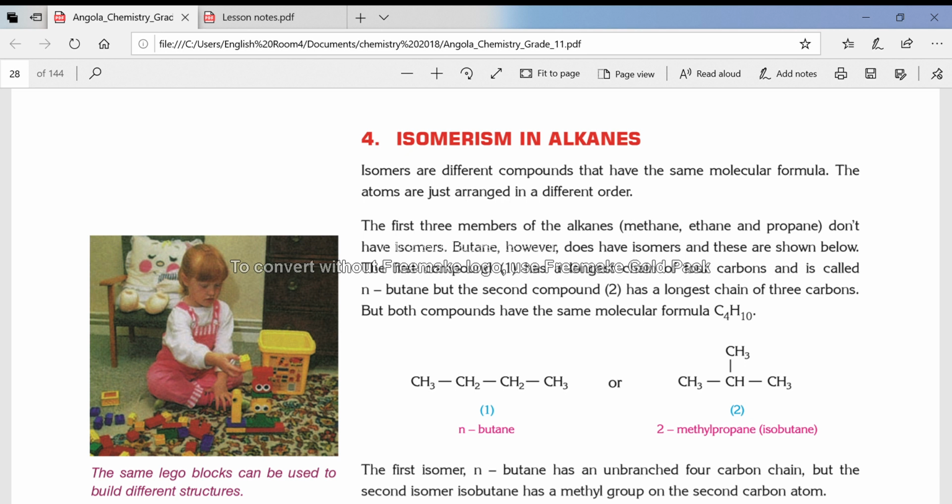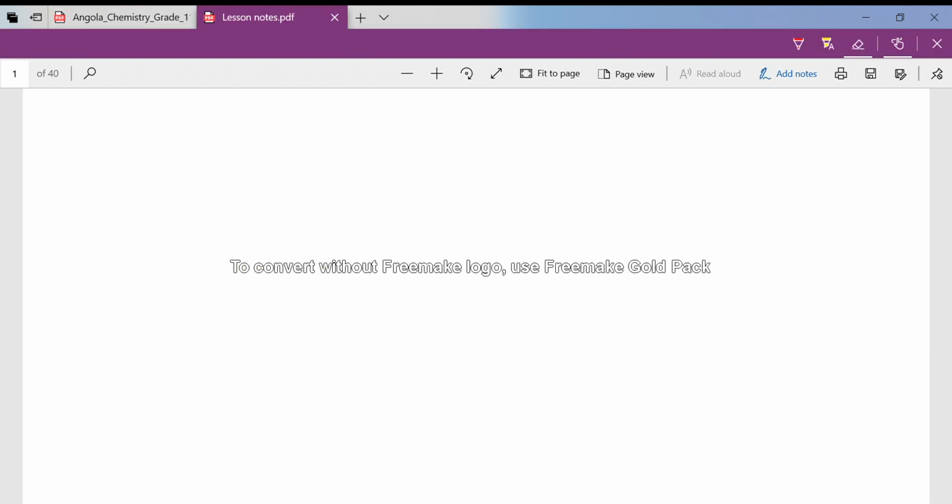Right, so let's continue. Today we will start with isomerism, so we will talk about isomers. Isomers are different compounds that have the same molecular formula, so the atoms are arranged in a different order.